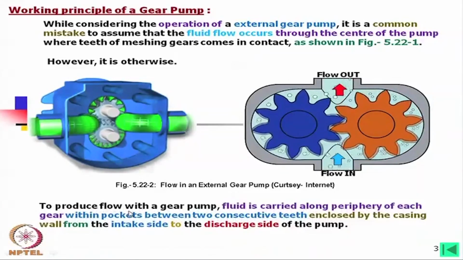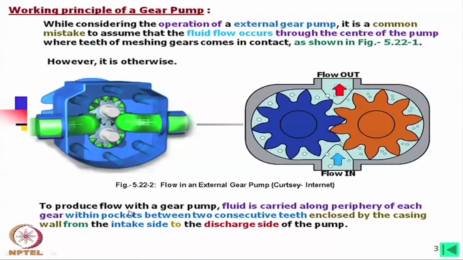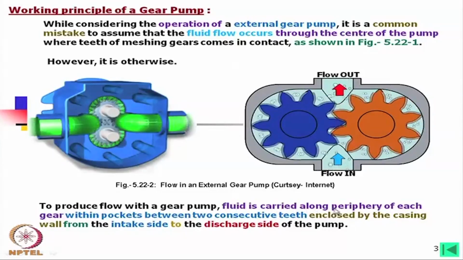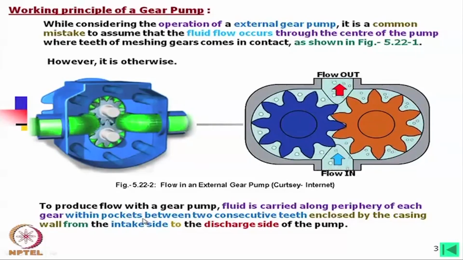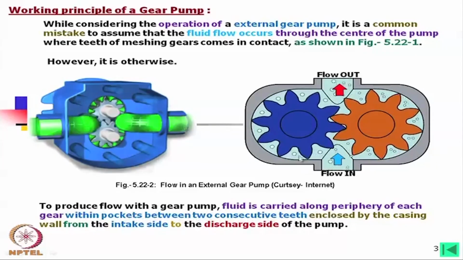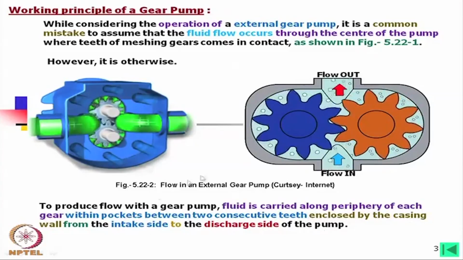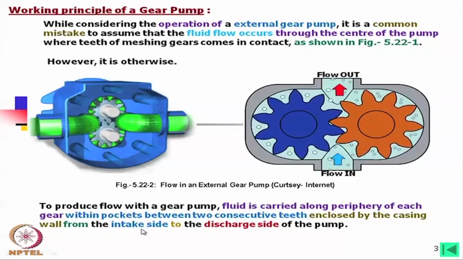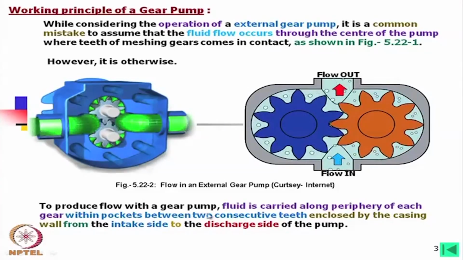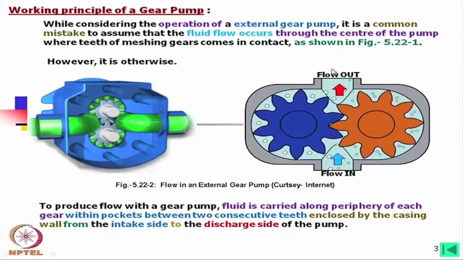To produce a flow, we should say, with a gear pump, fluid is carried along the periphery of each gear within pockets between two consecutive teeth, enclosed by the casing wall, from the intake side to the discharge side of the pump.